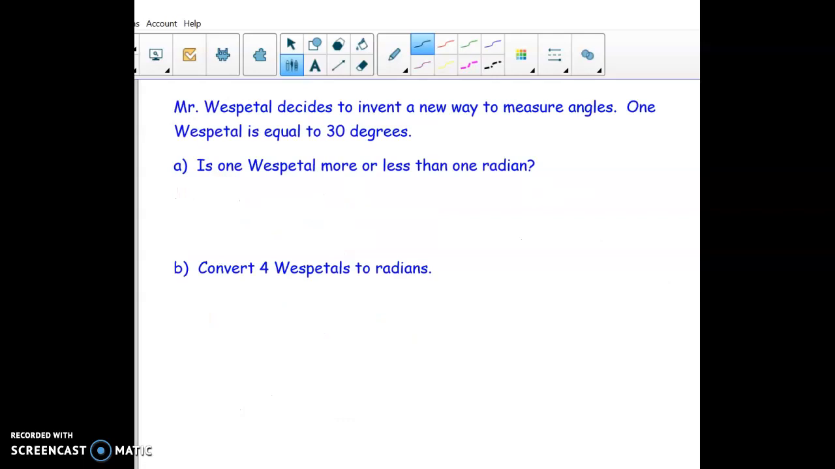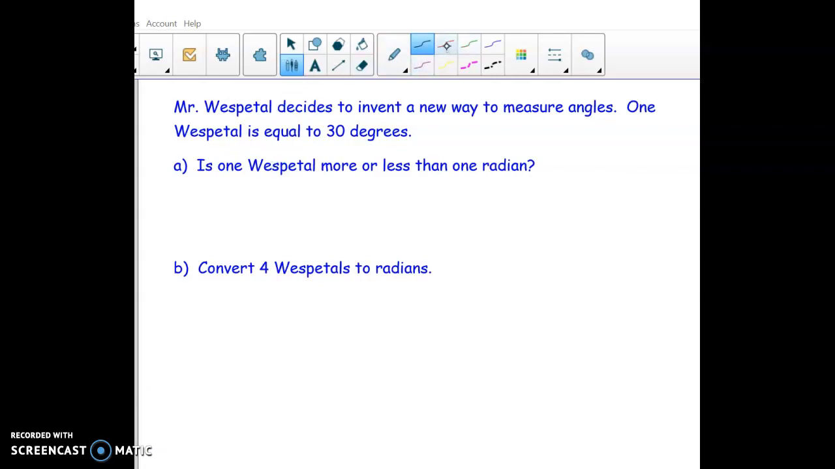Okay, so I got another question here that I thought would help us explore a little more of this idea of radians, and hopefully help cement your understanding. So I invented a new way to measure angles, and 1 Westpital is equal to 30 degrees. I have a couple of questions. Is 1 Westpital more or less than 1 radian? And then convert 4 Westpitals to radians. So pause the video and see if you can make some sense of these before watching the solutions.